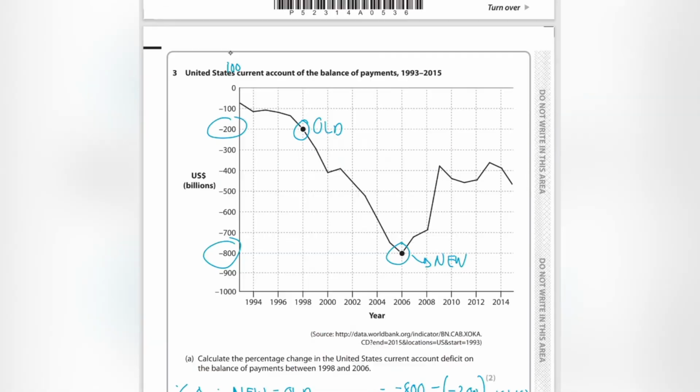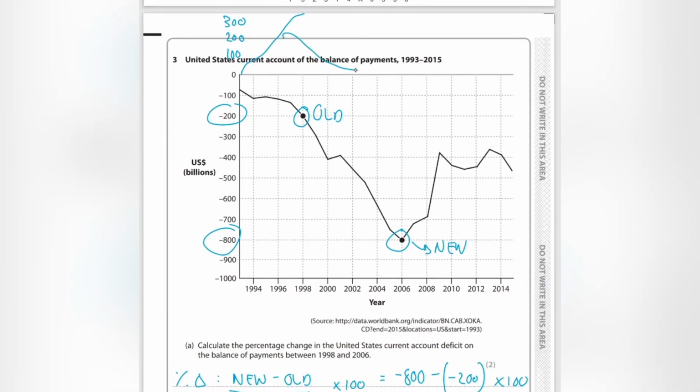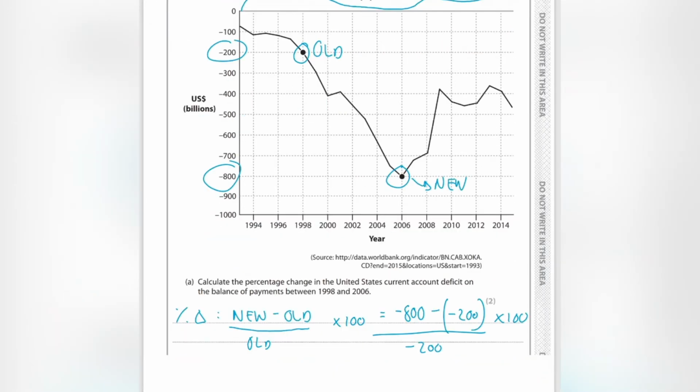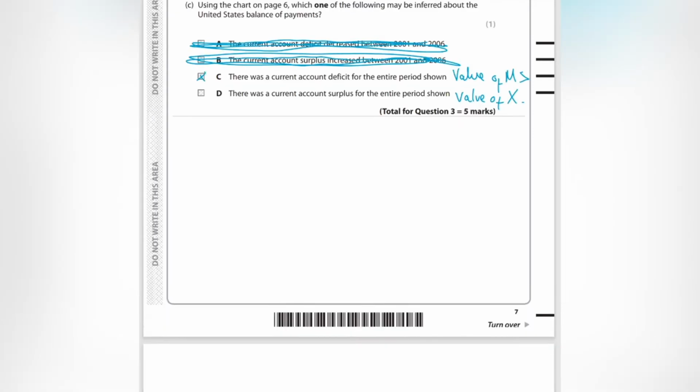Sorry, and it would be 100, 200, 300, and the value would go up from here like that. And there would always be a positive value. It doesn't matter how close it would get as long as it's above that value. But because it's always below, then I know that the whole period there was a current account deficit, as in the value of M, imports, is greater than the value of exports.